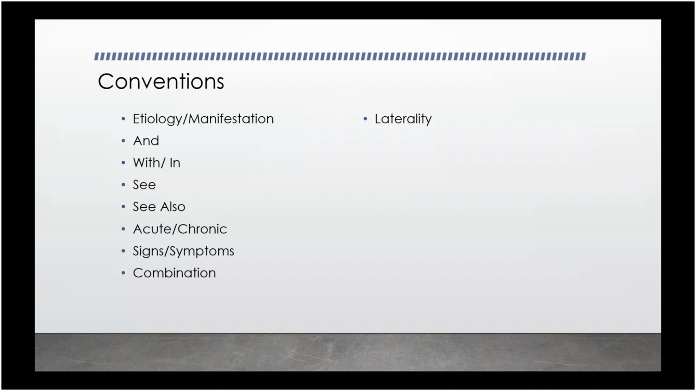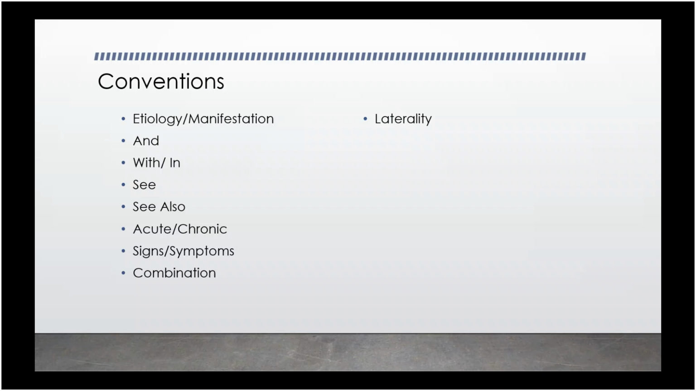And is interpreted as and/or. So it can tell us with the and/or, if it's documented, we can have both of the conditions that are documented or one or the other. With or in is interpreted also as associated with or due to. So we're assuming a cause and effect relationship.